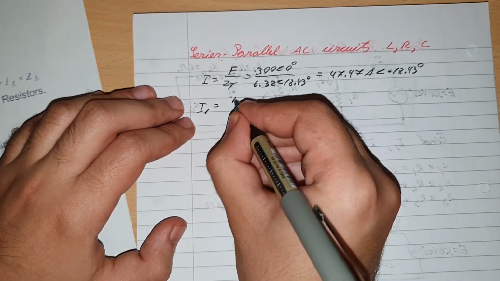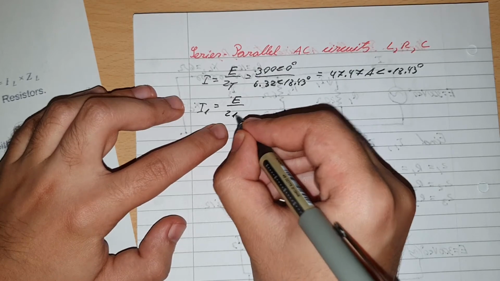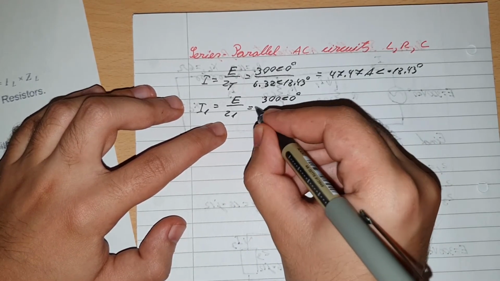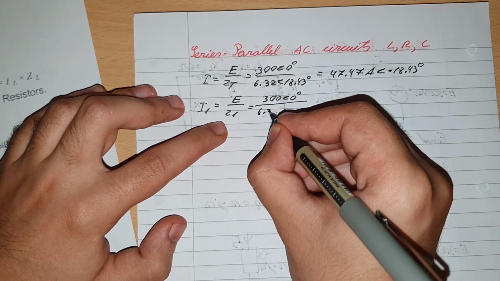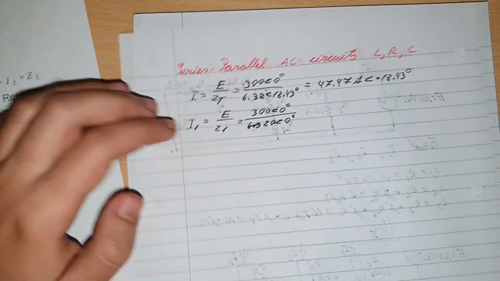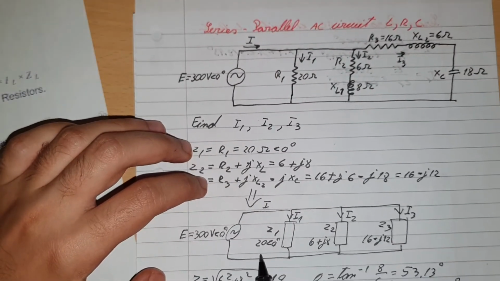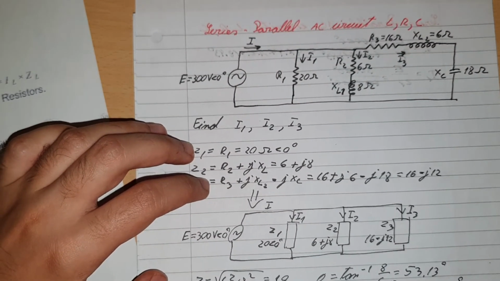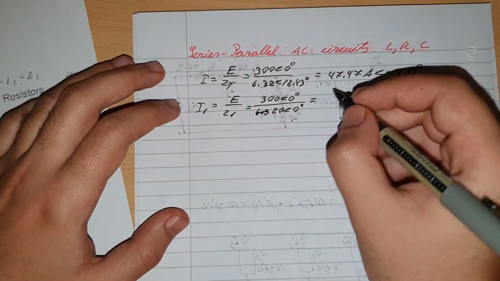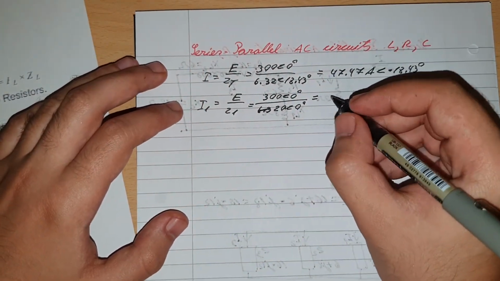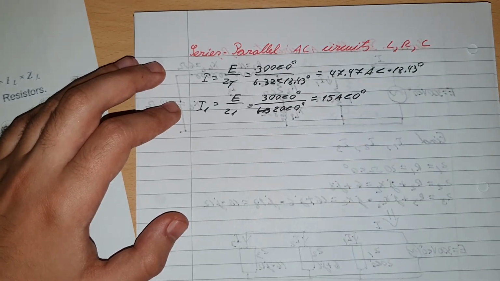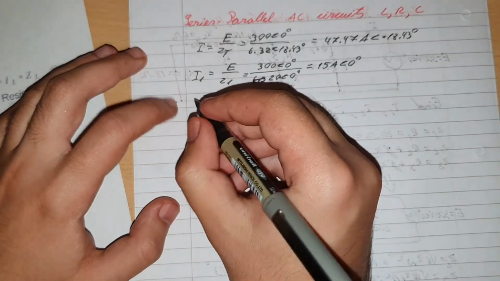I1 will be equal with E over Z1, that is equal with 300 at an angle of 0 degrees, over 20 at an angle of 0 degrees, because that's the first Z value here. See, this Z here, 20 at an angle of 0 degrees, and then that one will be equal with 15 amps at an angle of 0 degrees. So just be kind of going through it.